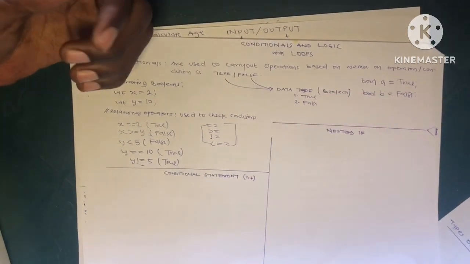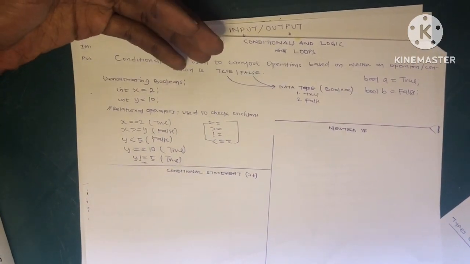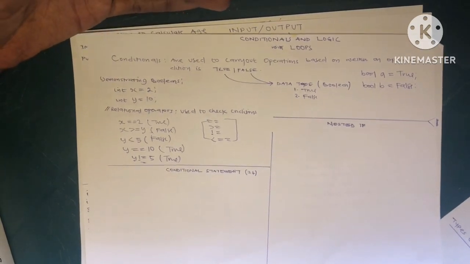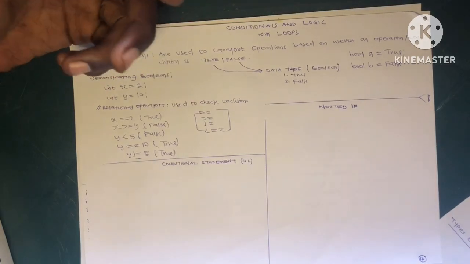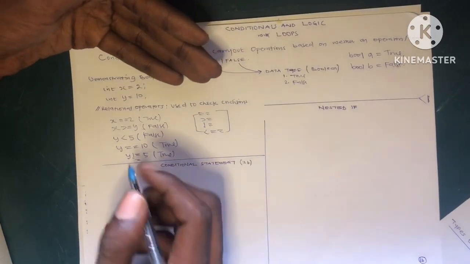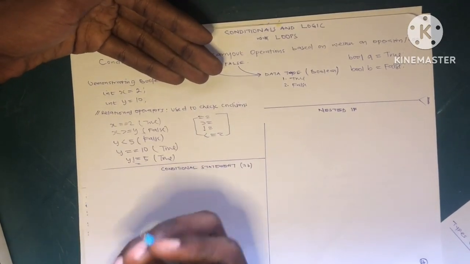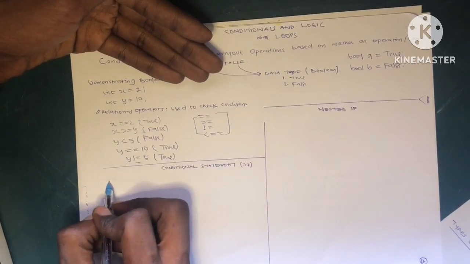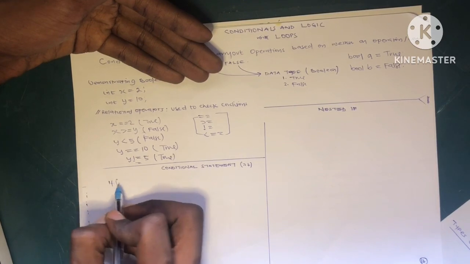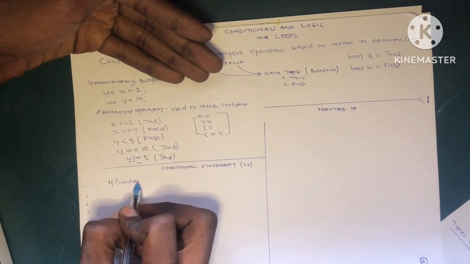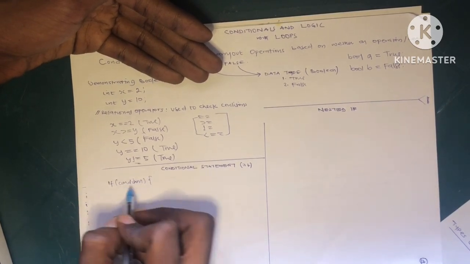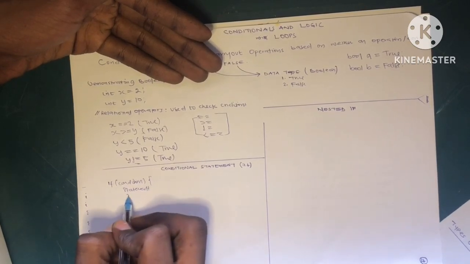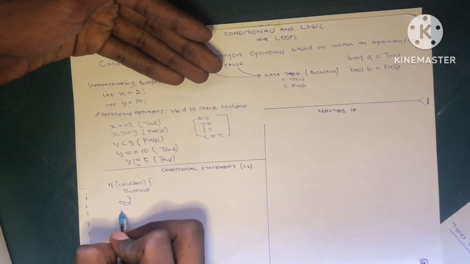So now let's talk about conditional statements. Currently, the conditional statement we have is the if statement. I don't know what will be added in future, but for now we have the if statement. This is how you write an if statement. You say if condition, then statement, else statement. This is the formula.